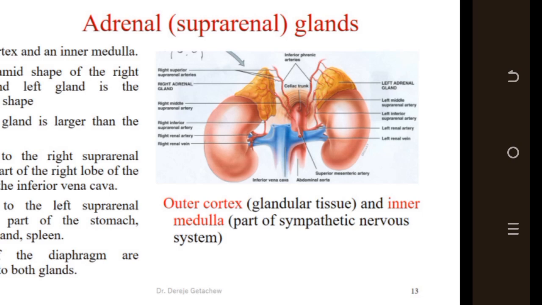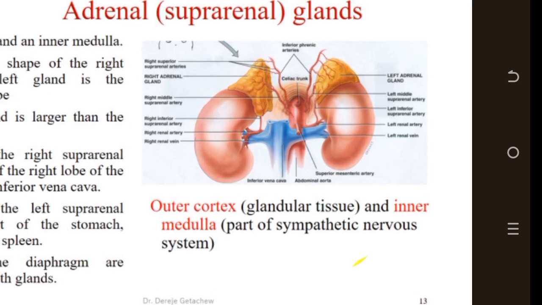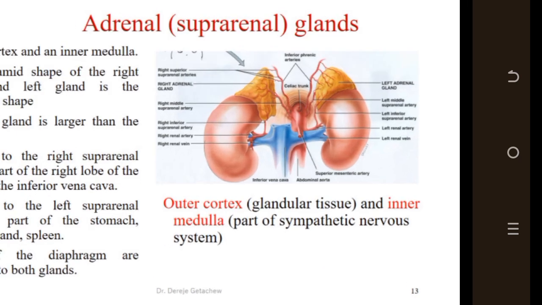Parts of the diaphragm are also found posterior to both glands, both right and left adrenal glands. The outer cortex is glandular tissue, but the inner medulla is part of sympathetic nervous tissue. This outer cortex or glandular tissue secretes hormones like aldosterone, but the inner part secretes these catecholamines. So they are part of the sympathetic nervous system.